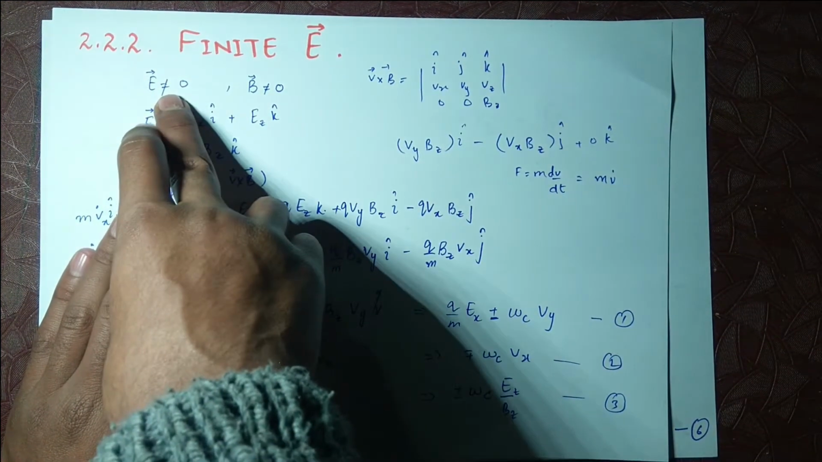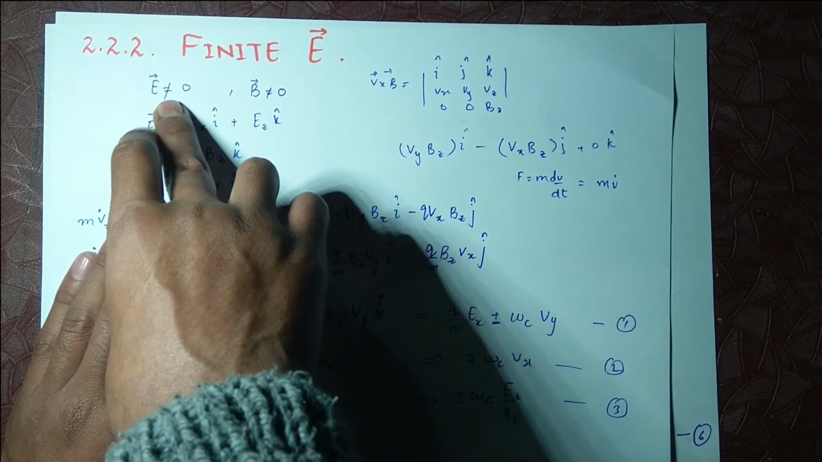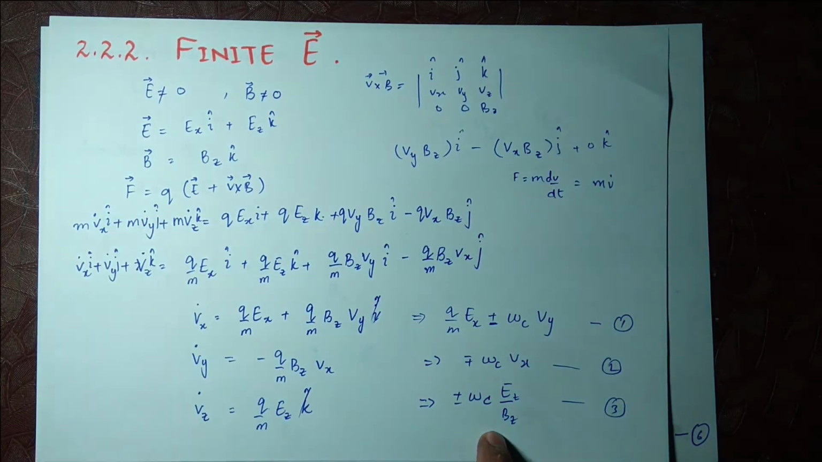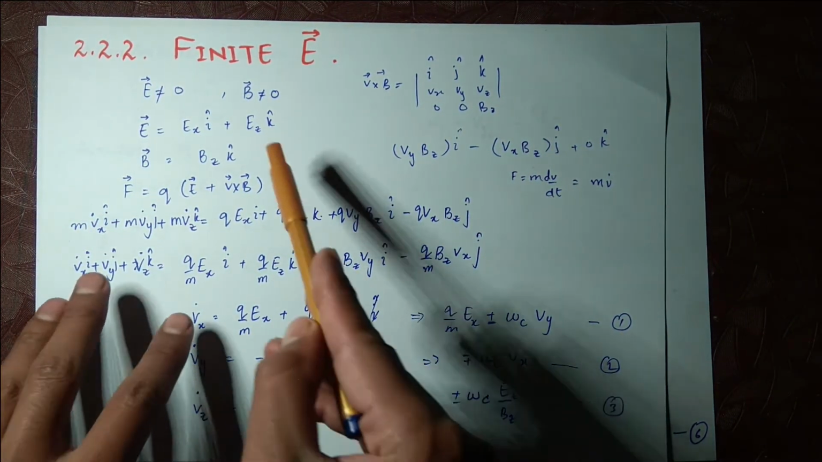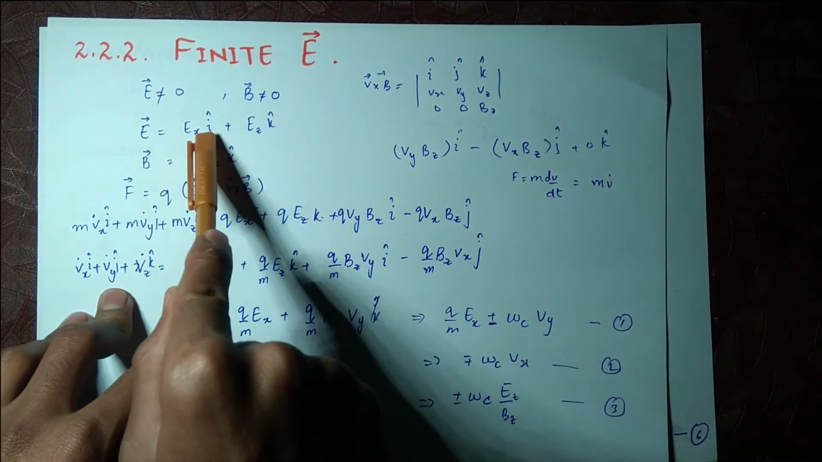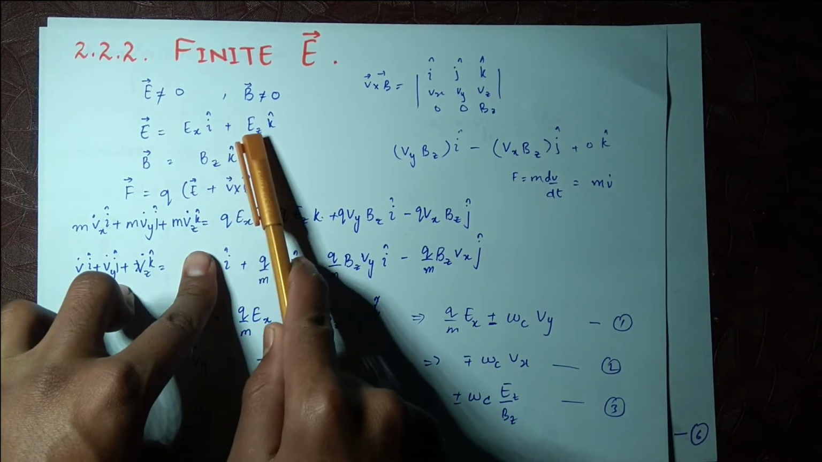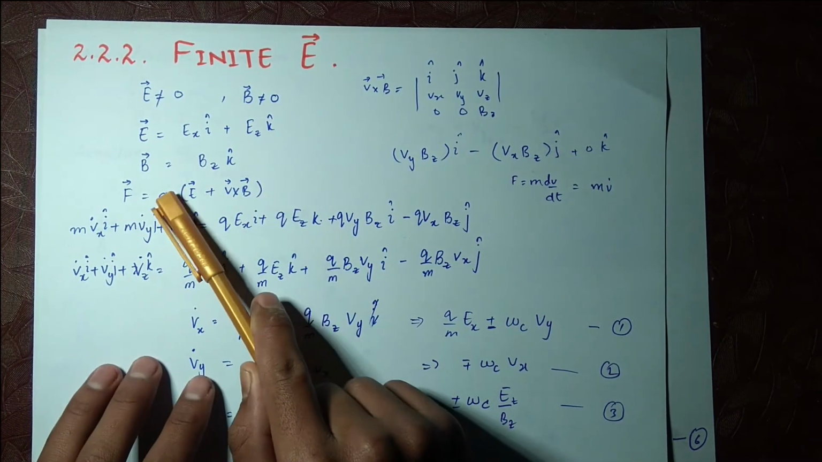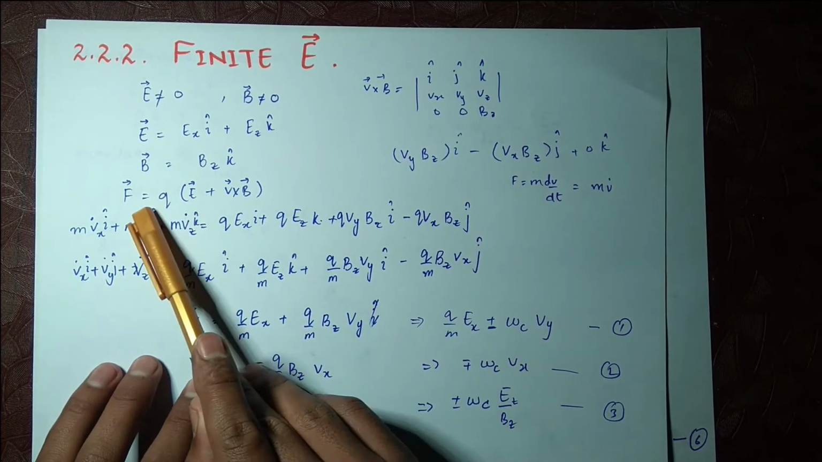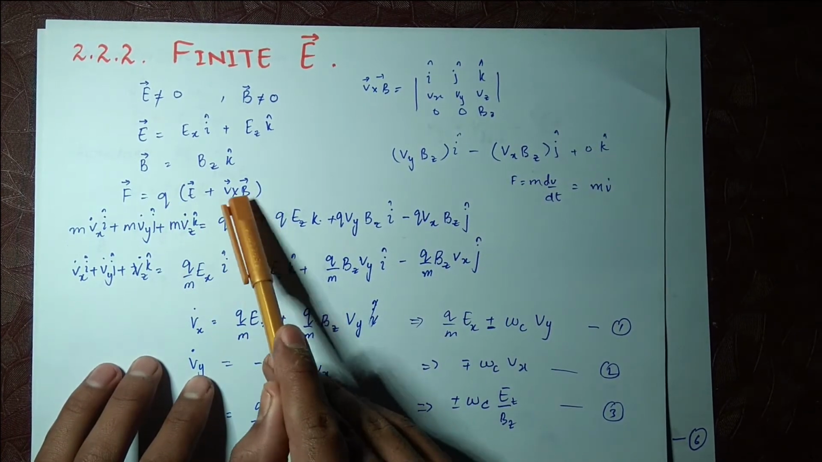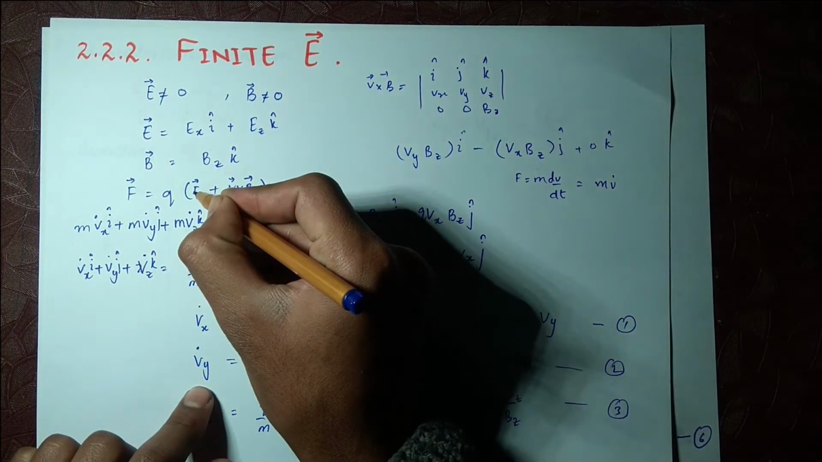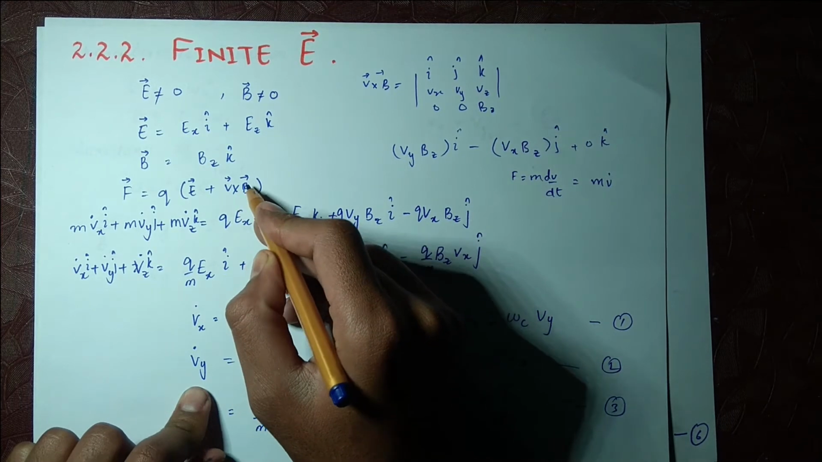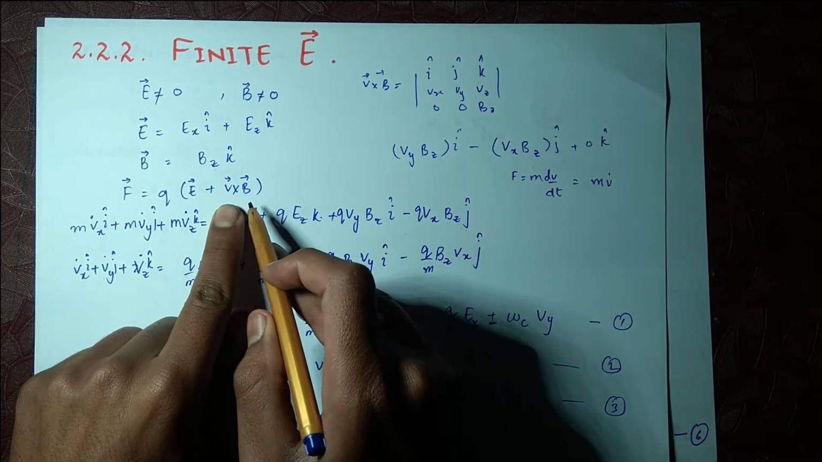First, E was equal to 0, but in today's lecture E is not equal to 0. We have some value of E, and B is not equal to 0. E is equal to Ex i plus Ez k, and in the Lorentz force, F is equal to Q into E plus V cross B. Putting in the value of E and V cross B, we know how to calculate a cross product.